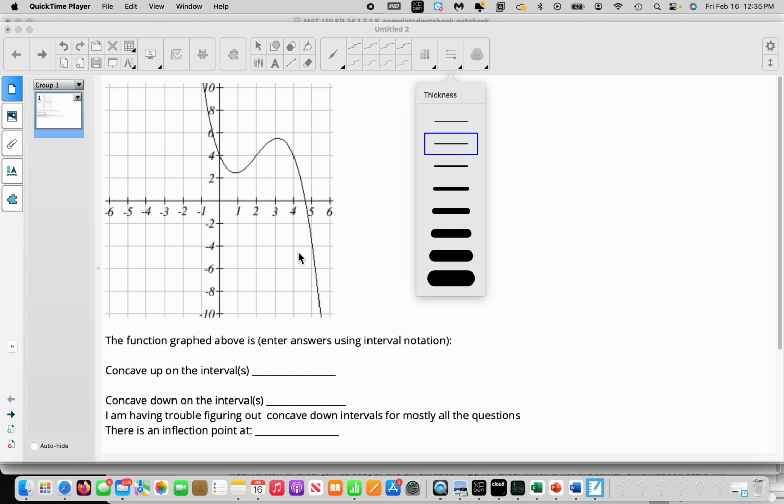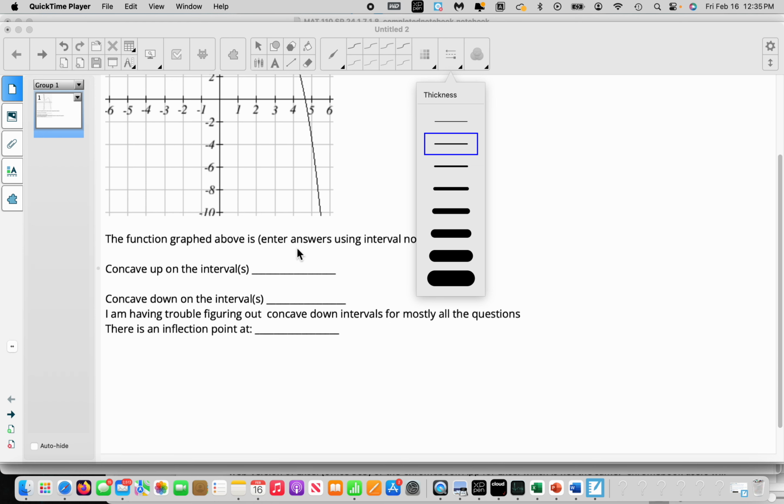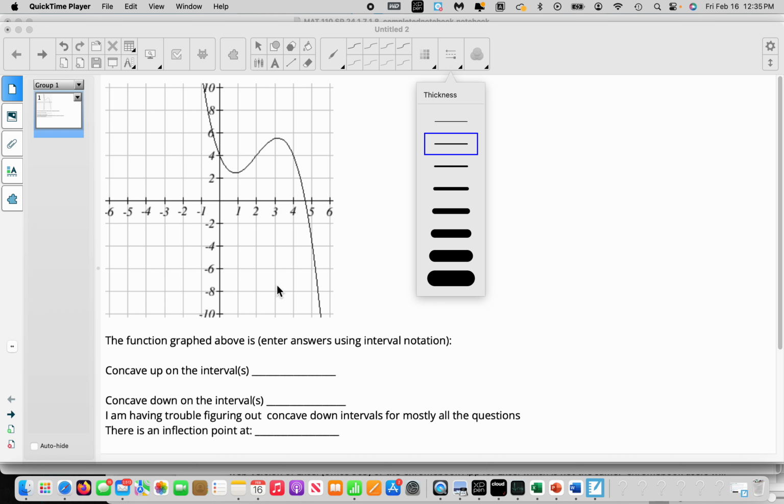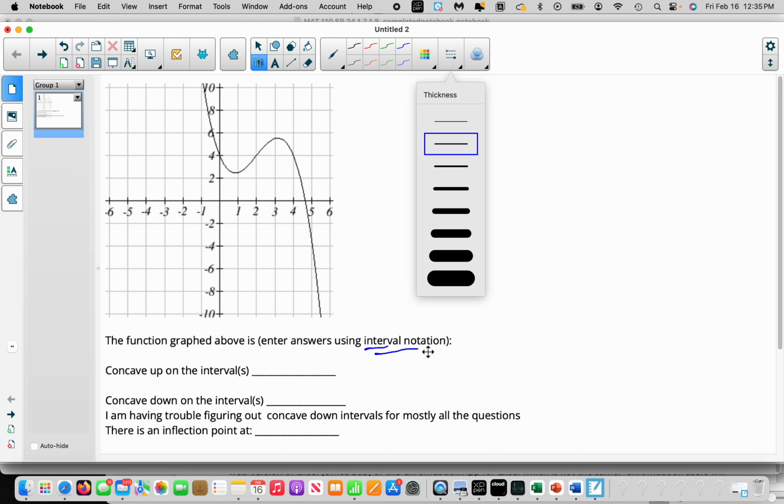Here's an example of concavity. So if I look at the graph here, it wants to know, and it wants us to use interval notation specifically, right? And so it wants to know, where is it concave up? So it's concave up where we kind of look like we have a smile going upward.